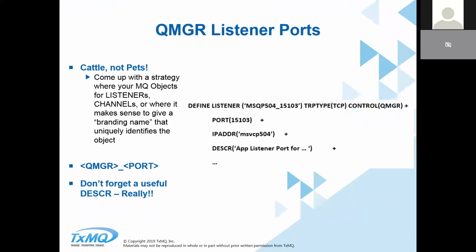Here we're getting a little bit more into the meat as part of best practices, where when you're dealing with a queue manager listener port, and then remember, treating things like cattle, not pets, you come up with a strategy where your MQ objects for listeners and channels, or where it makes sense, have a branding name that uniquely identifies the object. And as here, I give a spec, for example, dealing with a listener, where it would be queue manager name underscore port.